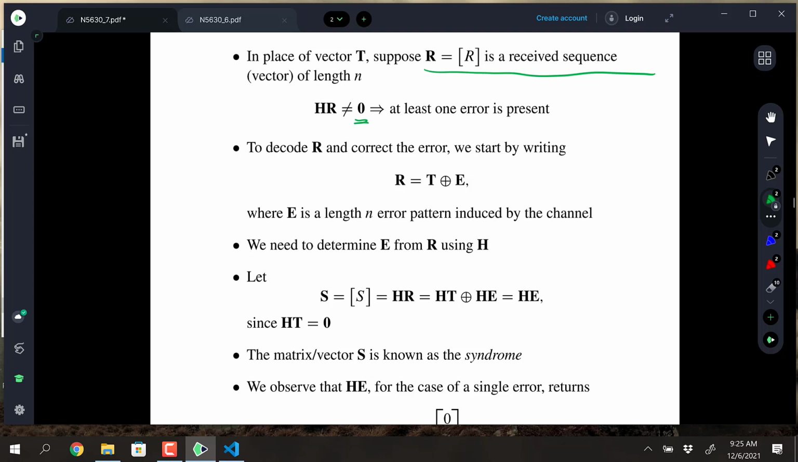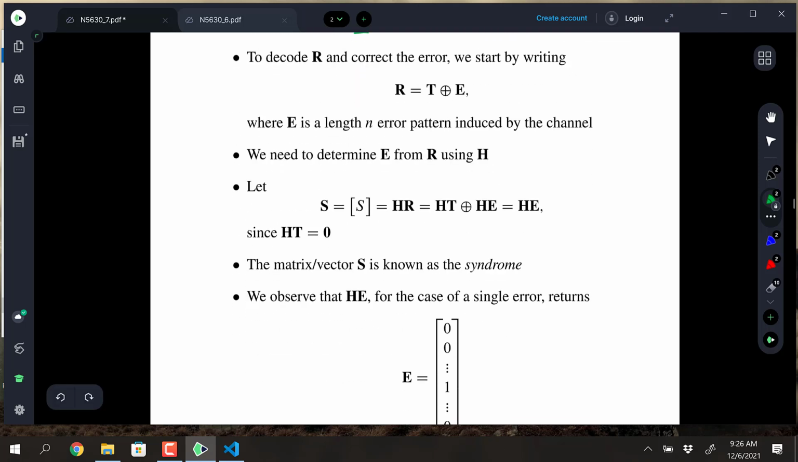So then you finally get down to R is T XORed with E, and E is the error pattern. So T is the original code vector that was sent out, and E is the error pattern. They get exclusive ORed together, and that's what puts the ones into that H times R. So when we go H times R, we're getting the syndrome.